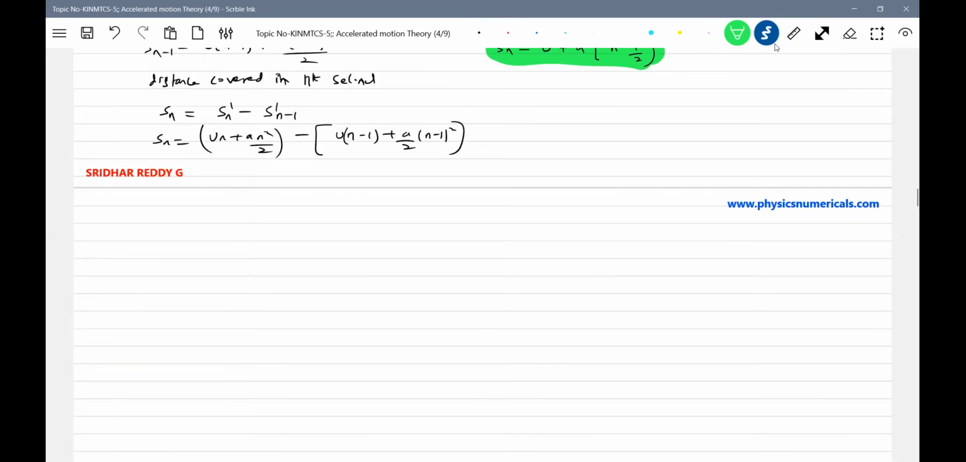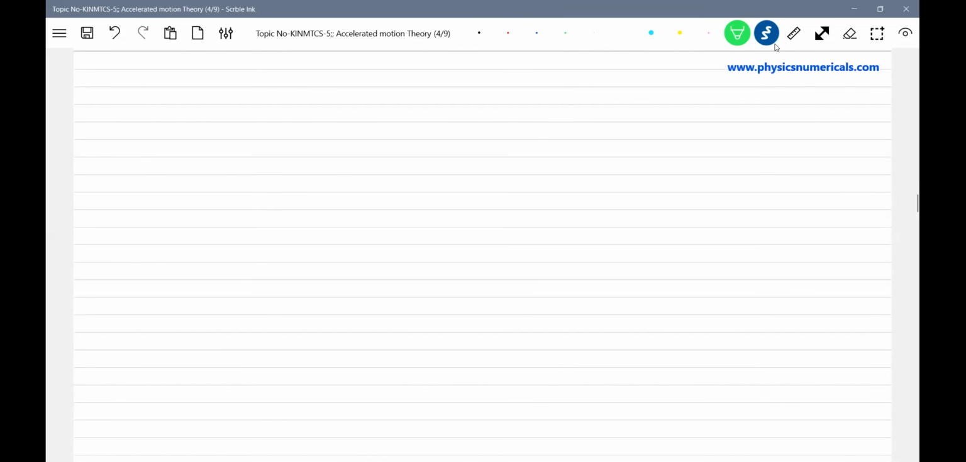Let the initial velocity of the object be 10 meter per second. Acceleration 2 meter per second square. At t equal to 5 seconds, t equal to 4 seconds, we'll calculate what is the distance covered. So this is about the data.